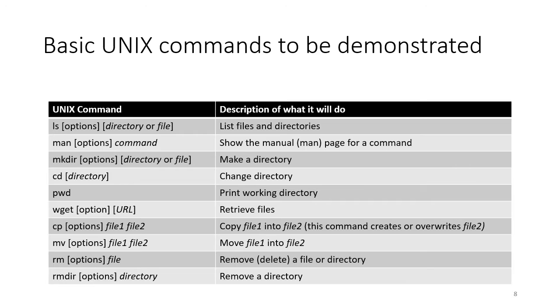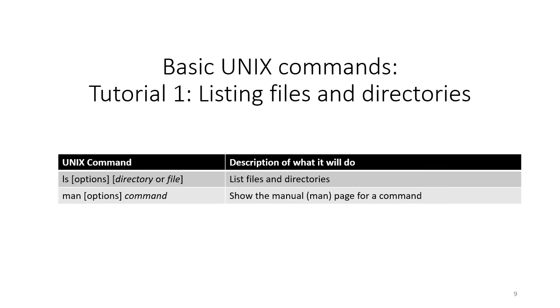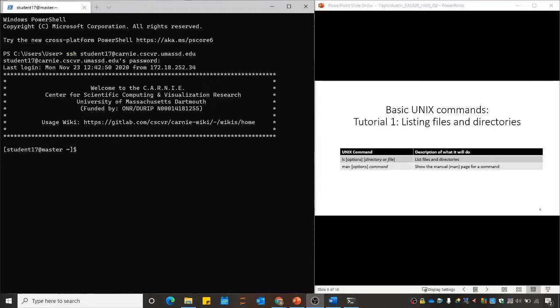I will now demonstrate the use of these basic UNIX commands via the use of the Windows PowerShell terminal. Since I am already logged in to the UMass D VPN and I've already logged into the Kearney Computing Cluster, I can begin Tutorial 1, listing files and directories. First, we'll use the ls command, which is short for list. Since I have no files in my home directory, we see nothing.